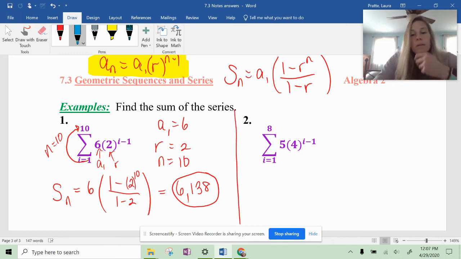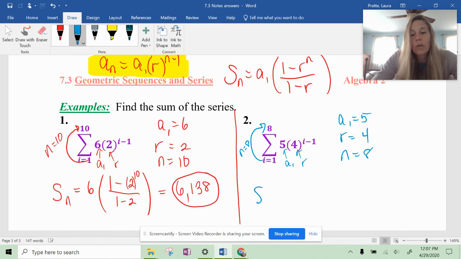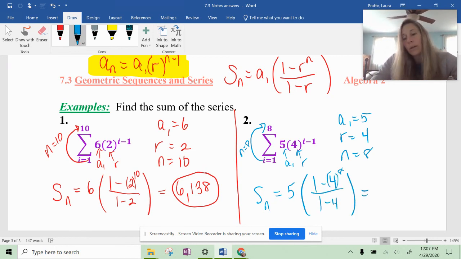For the next one, we know that 5 is the a sub 1, r is 4, and we're going from 1 to 8, so n is 8. So a sub 1 is 5, r is 4, and n is 8, and we plug them in accordingly. We have the 5 on the outside, 1 minus 4 to the 8th power over 1 minus 4. When you work that out on your calculator, I believe you get 109,225 for the sum.